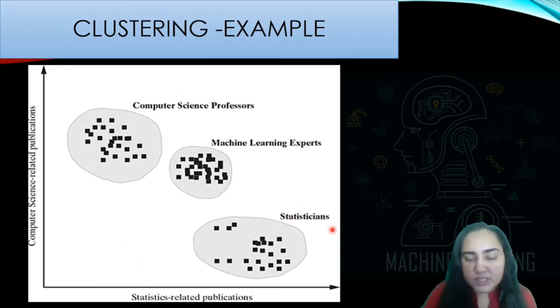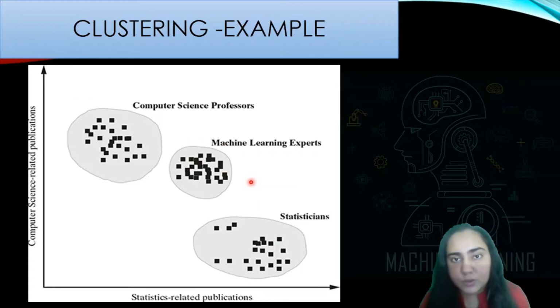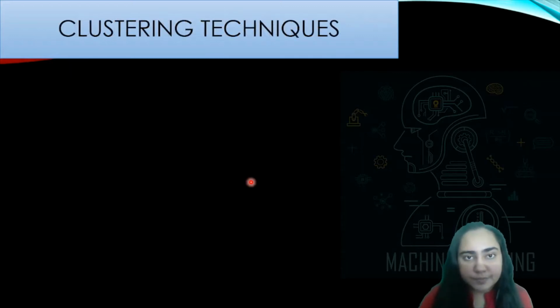But then there are statisticians who have written a lot of statistics related publications, but they have not published much in the computer science field. So you know that this group is the statisticians group. But then there's also this group right in the middle who have written an equal number of computer science papers and statistics related papers. So you can say this group would be a machine learning expert group. And now you've gotten to know all the professors who are going to attend your session.